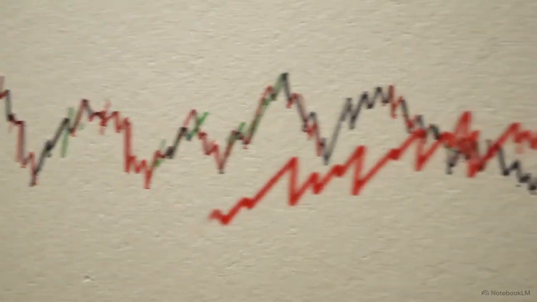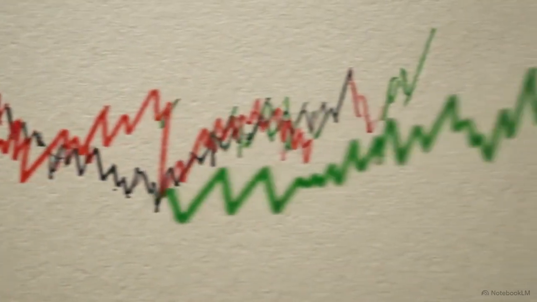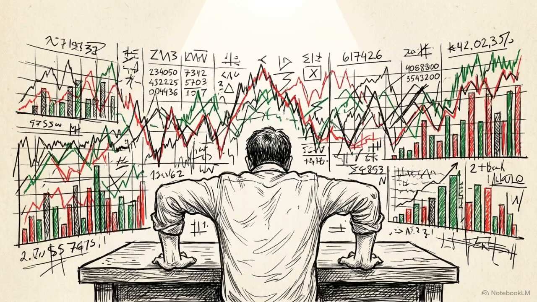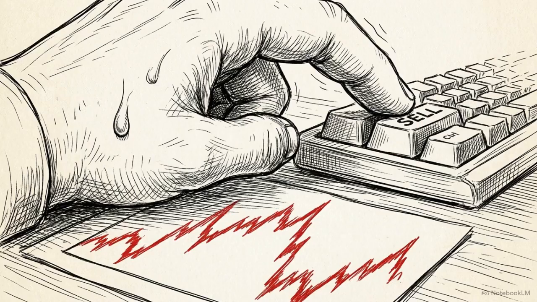For the untrained eye, a fast-moving price chart looks like a jagged heart monitor in a state of total panic. Most beginners view these rapid swings as pure noise. They treat the market like a random number generator and end up trading on impulse, reacting to every green or red spike with raw emotion.